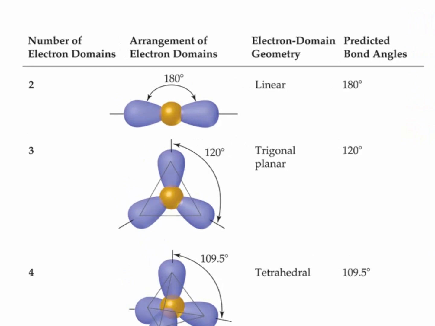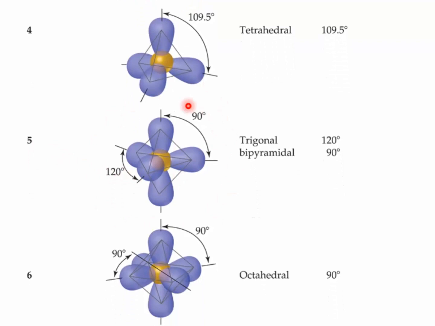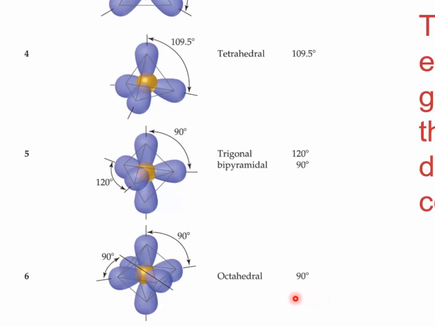If the number of electron domains is 2, then it's linear. The predicted bond angle is 180. 3, this is the arrangement of electron domains, trigonal planar, 120. 4, tetrahedral, 109.5. 5, here we have trigonal bipyramidal, and we have 2 angles. You see 120 here and 90 here. And then 6 domains, octahedral, and the angle is 90.